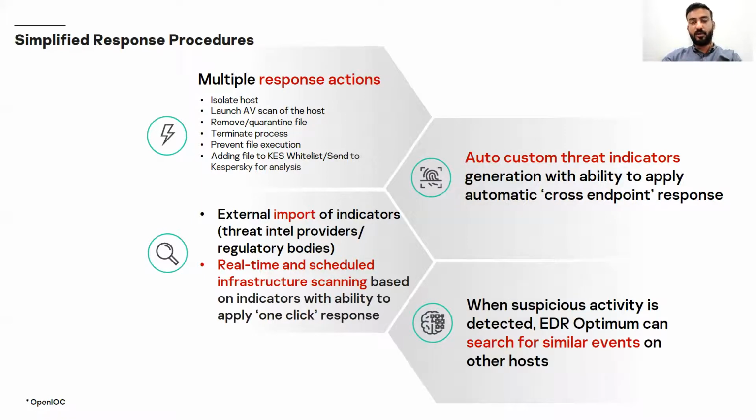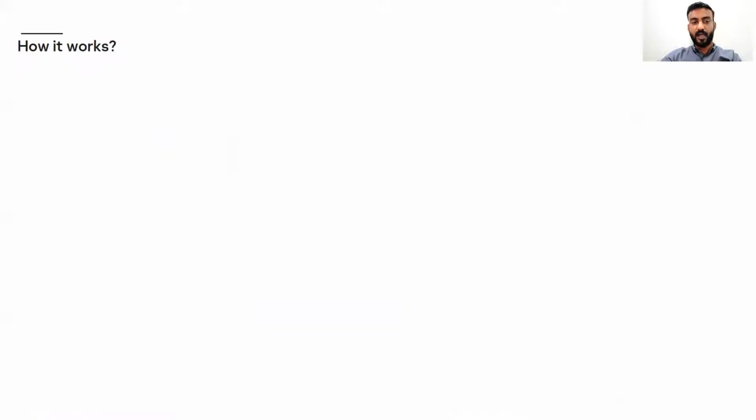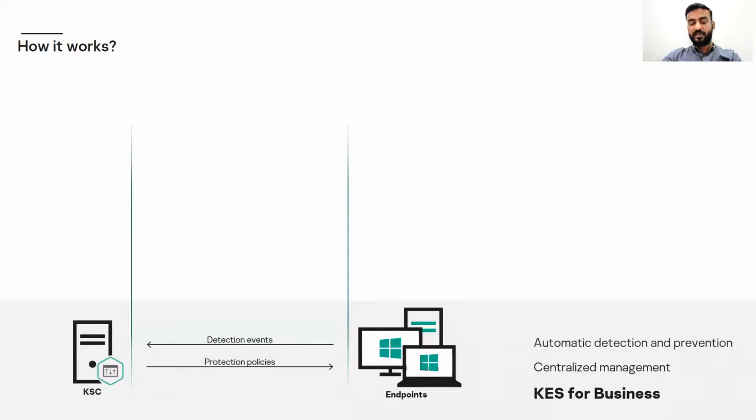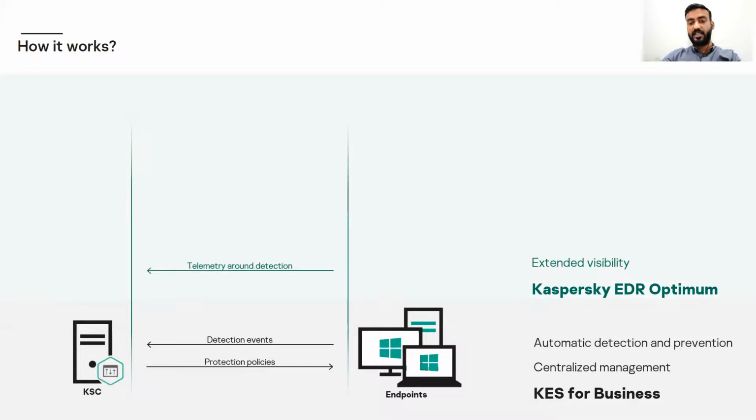So EDR Optimum altogether reduces and simplifies the entire response procedures. So how does it really work? The first thing that it requires is that the Kaspersky Security Center server is deployed and the target computers are using Kaspersky Endpoint Protection. So all the endpoints in the general scenario are connected to the Kaspersky Security Center. When EDR Optimum is added on top of that, it extends the overall visibility on the endpoints itself.